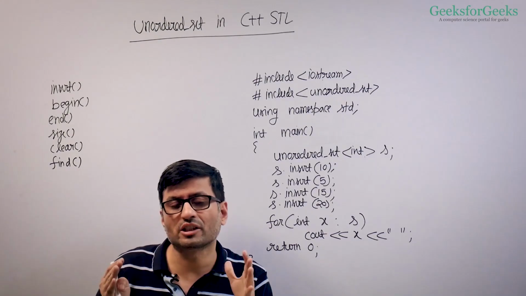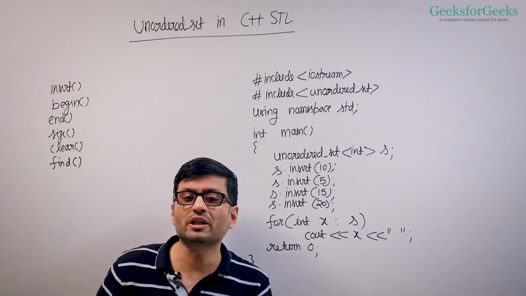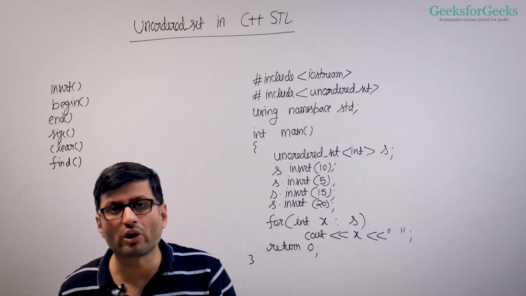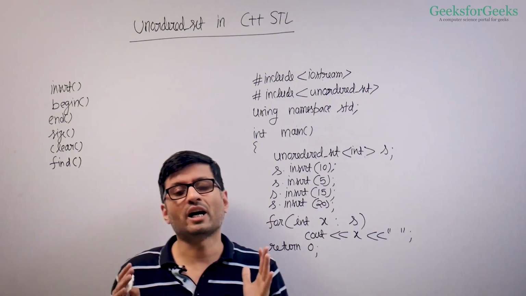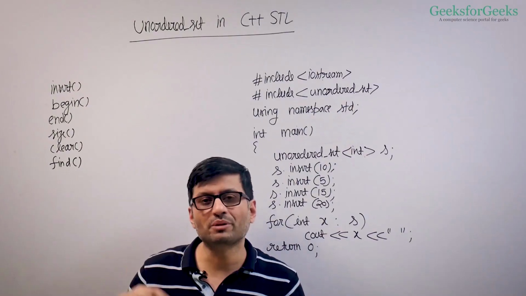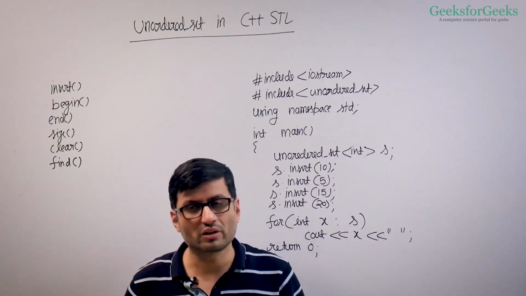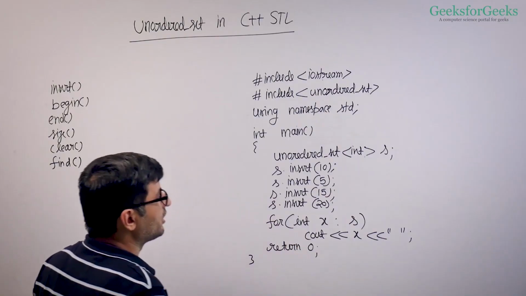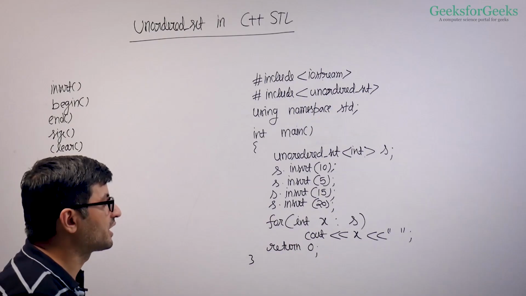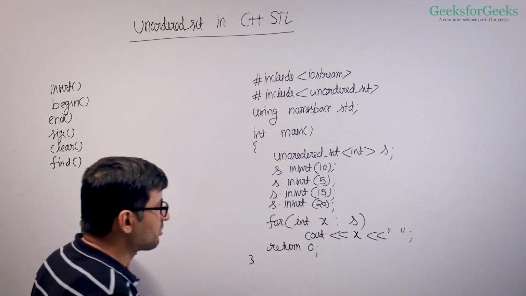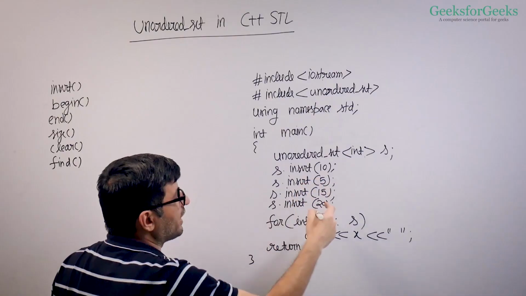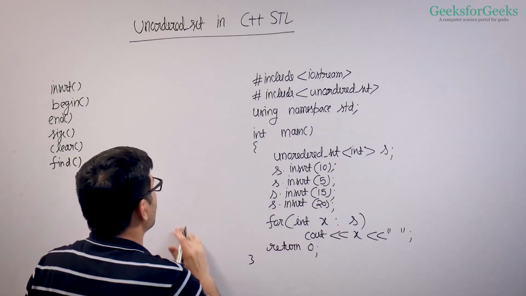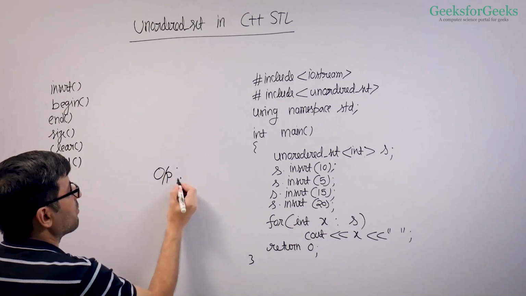Please remember, set is a self-balancing binary search tree like red black tree, but unordered set is hashing. So there is no order among the elements. In a hash table, elements might be stored in any particular order. So if you traverse this unordered set and try to guess the output, you may get different output on different compilers. If you run this program, you may get 10, 5, 15, 20, or 15, 5, 20, 10. So no particular output can be predicted.